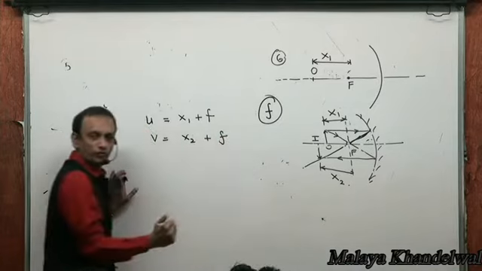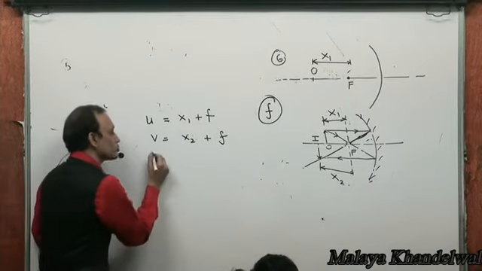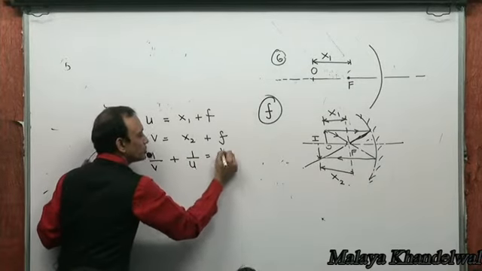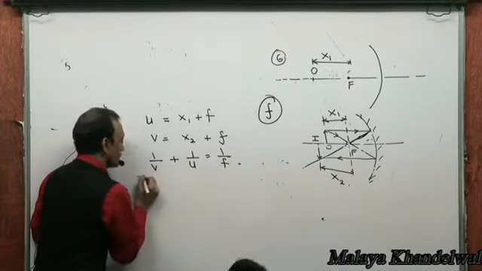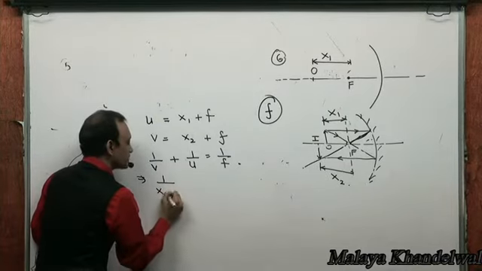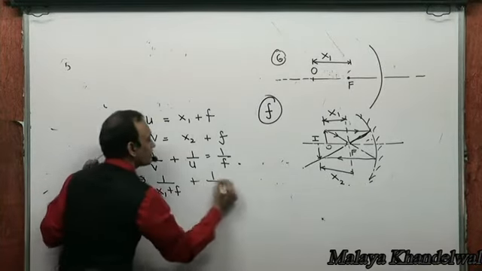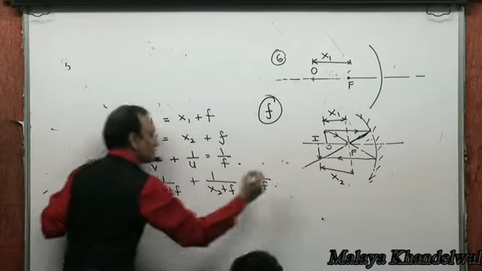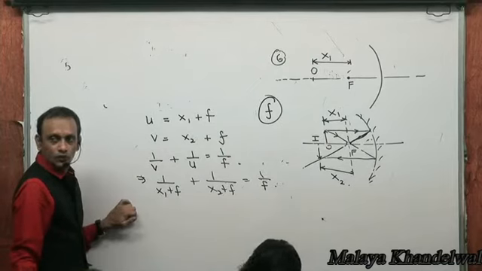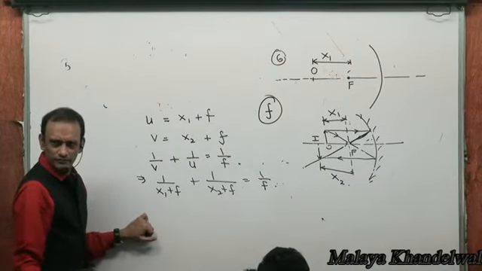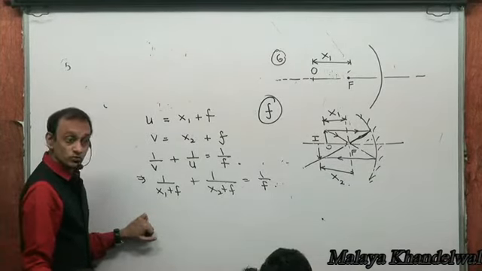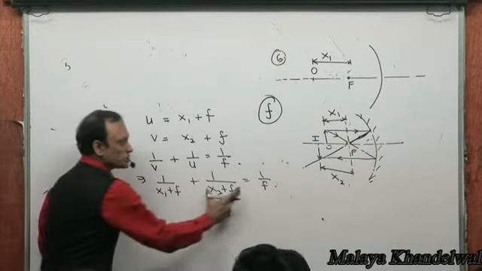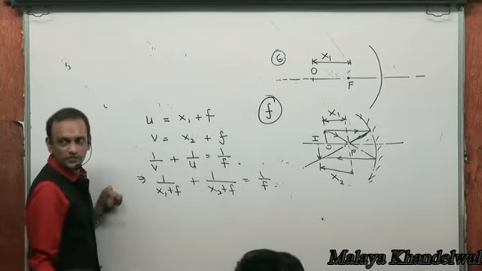F is the magnitude of the focal length, and now I'm going to use the mirror equation. 1 by v plus 1 by u equal to 1 by F. So 1 by (x1 plus F) plus 1 by (x2 plus F) is equal to 1 by F. Now it's about solving for F. What's the best way to solve for F? The best way is to transpose one of the two terms on the right hand side.